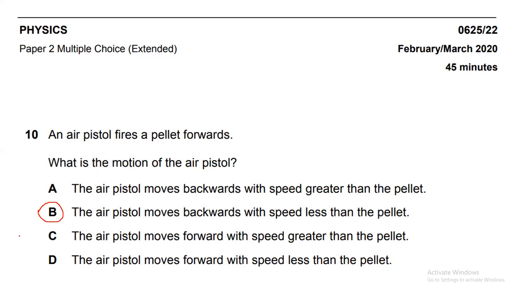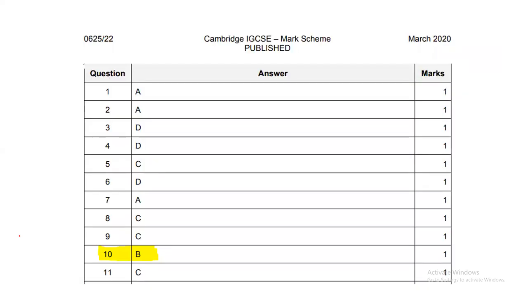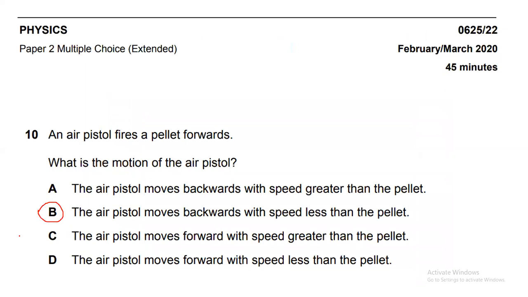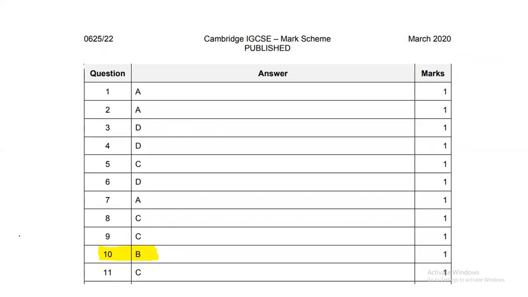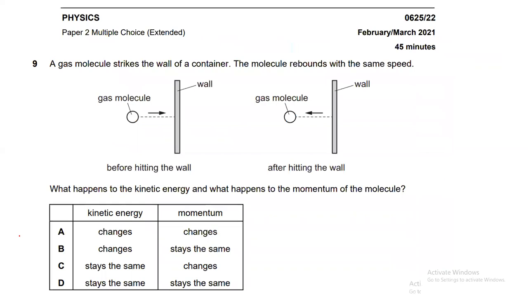So for question number 10, we think the answer is B. Yes, question number 10, B is the right answer, sir. This was the question. Okay. B is the right answer. Okay. Now we have the February, March 2021, 2-2 paper.